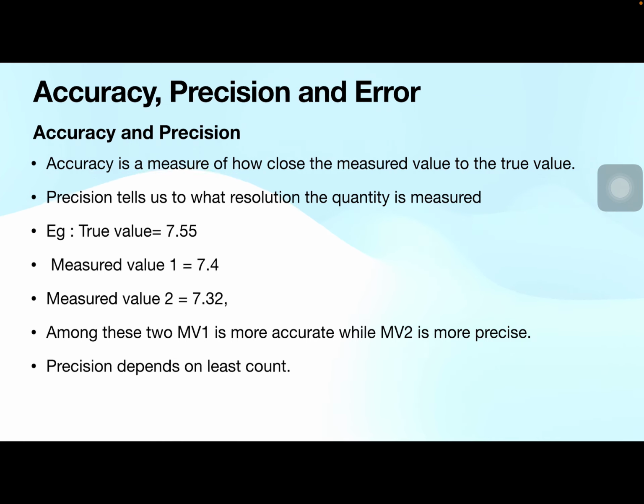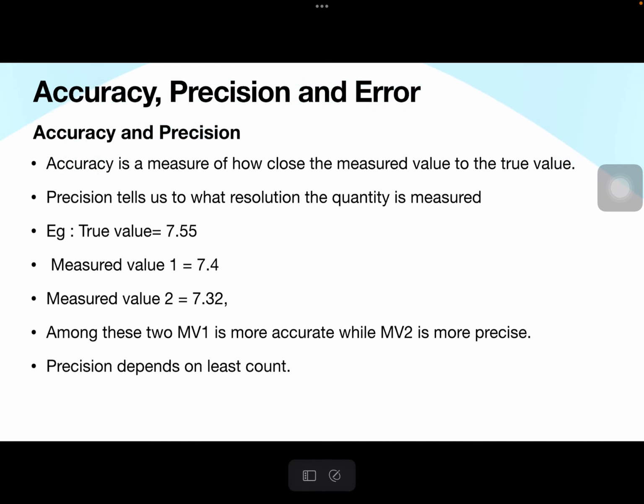Least count is the smallest value that can be measured with an instrument. So if you are using a measuring device whose least count has more decimal places, such as 0.01 or 0.001, that shows it is more precise. That is the difference between accuracy and precision.